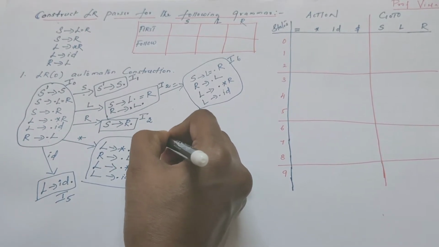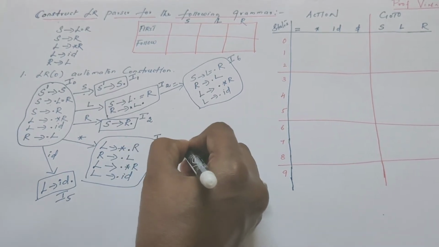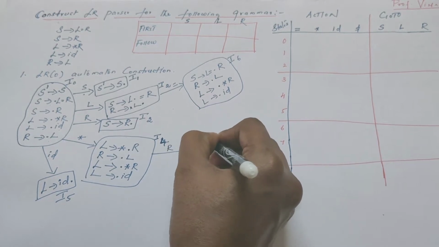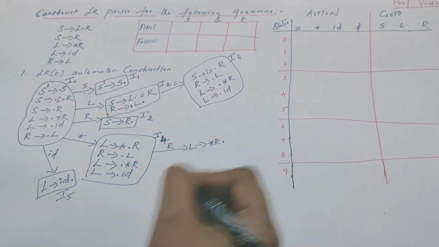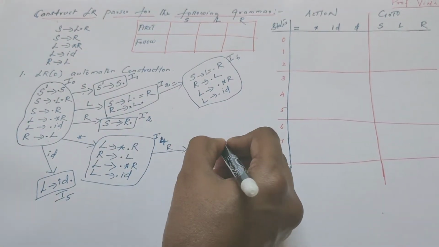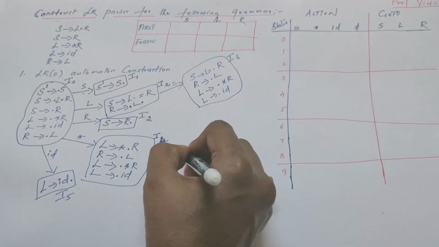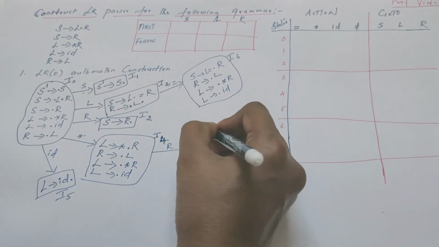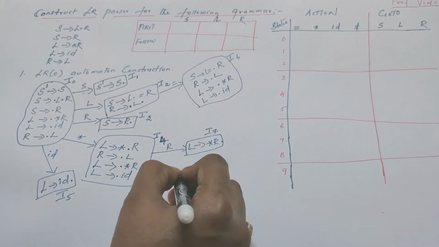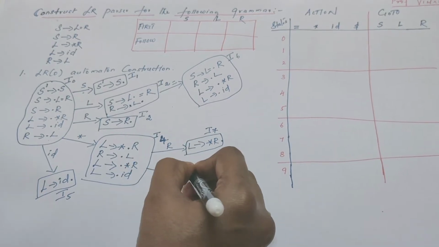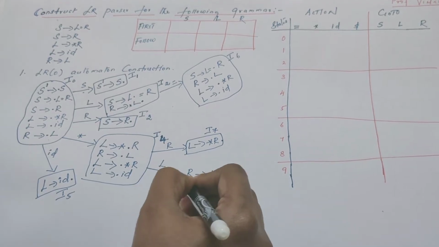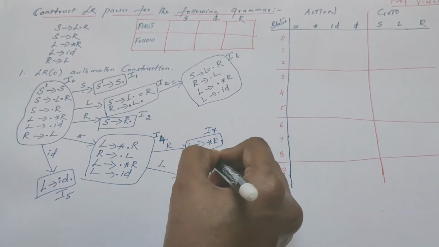From I4, this is I4 in fact, let us define a transition on R. So the rule is modified like this: L derives star R dot. After reading R it is modified like this. Further no more rules to be included because after the dot there is no symbol appearing here. So let us close this state and we call the state I7. Now from I4 on reading L, the rule modified is R derives L dot. Further no rules to be included. Let us call the state I8.